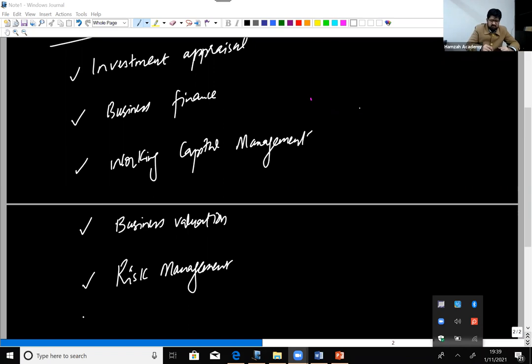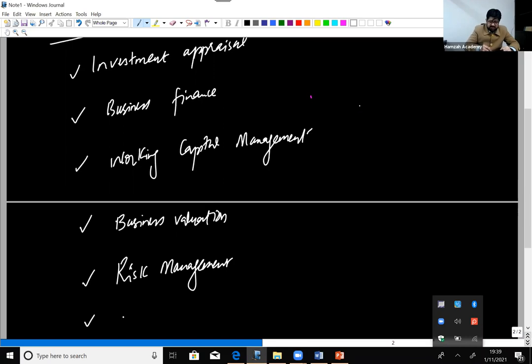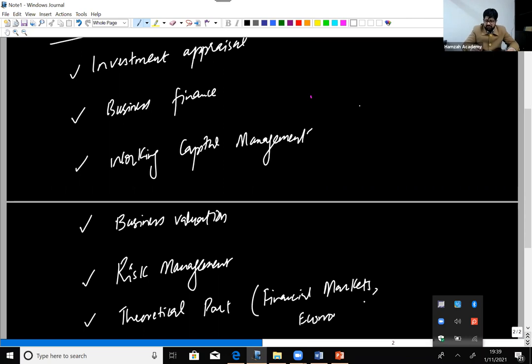And the last, which is not a section but I consider it one, is the theoretical chapters, which are financial markets, which is some part of economics, and some other theoretical topics as well.